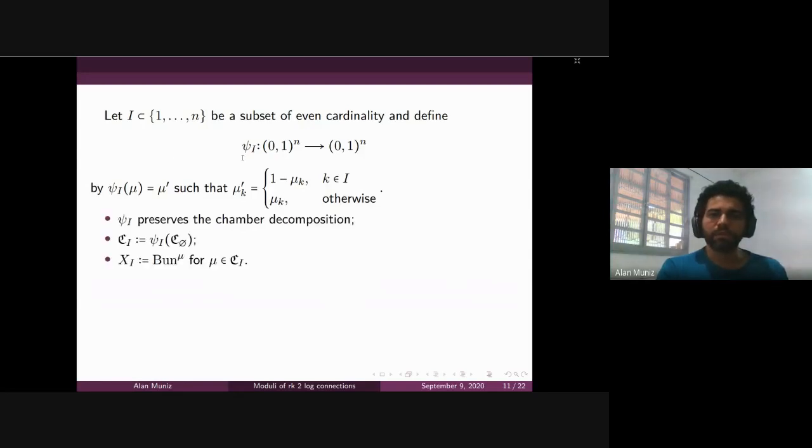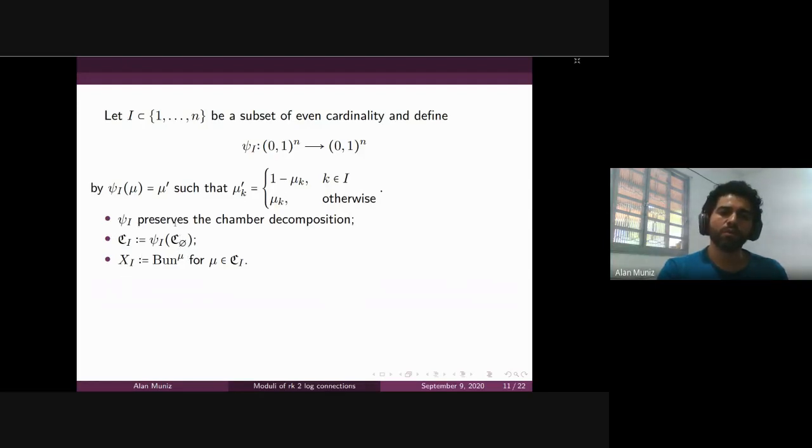We can show that this map preserves the chamber decomposition. We are going to denote by Ci the image of that first chamber by this map, and we denote by Xi the corresponding moduli space. We saw that we have a very special moduli space when the weights lie in this first chamber.